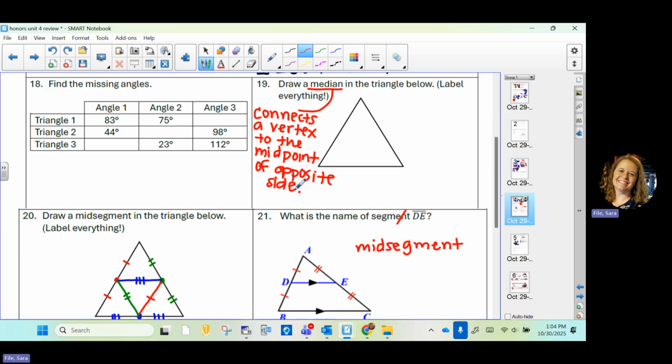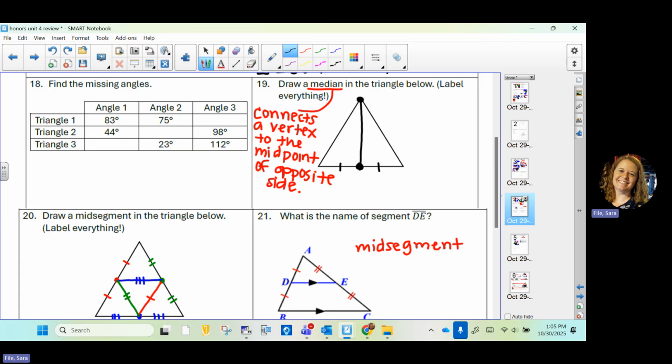So it says draw a median. A triangle has 3 medians because there's 3 vertices and 3 midpoints. So I could pick any of them. So a midpoint to a vertex. If I choose the top vertex, I need to connect to the midpoint of this opposite side. So this would be my median. But to know that that's the midpoint, I would have to have the markings showing that those are congruent, wouldn't I? So that would be an example of a median.